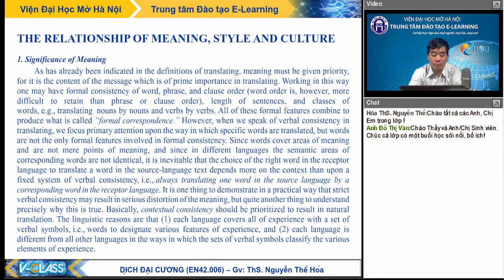We may have to pay attention to the word, the phrase and clause. So meaning is also a connection among words, phrases, even sentences. All the formal features combine to produce what is the formal correspondence. However, when we speak of verbal consistency in translating, we focus primary attention upon the way in which specific words are translated. In order to find out the right meaning, and also to keep the verbal consistency, we may have a rule for this: always translate one word in the source language by a corresponding word in the receptor language.